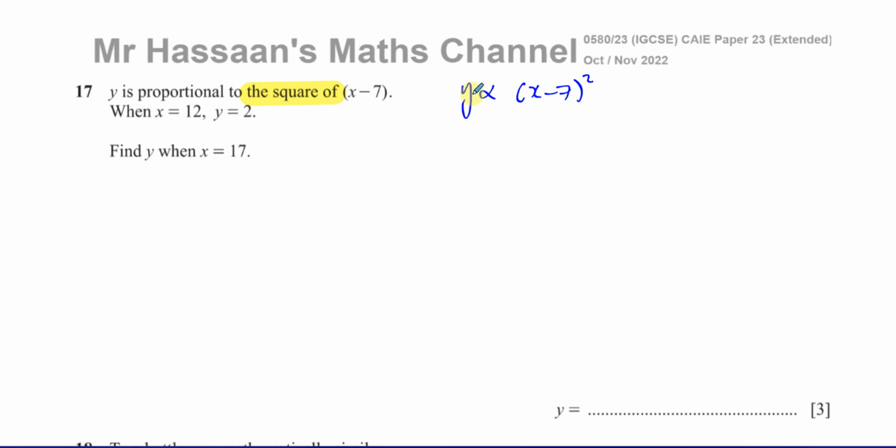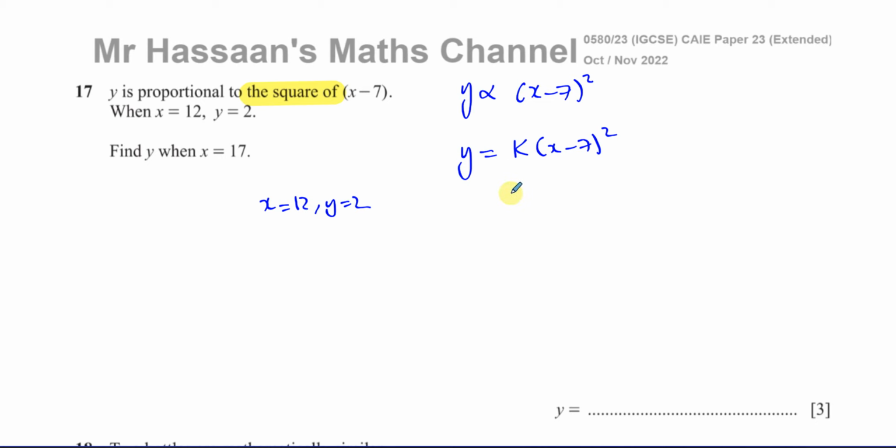When something is proportional to, if you don't see the word inverse here, it means directly proportional to, which means y is equal to some constant, which we'll call k, times x minus 7 squared. It says when x equals 12, y equals 2. So we have a pair of values we can use in order to find what k is. And then it says find y when x equals 17. Once we've found the value of k, that's a constant value, which will be true for every situation. Then we can just replace the x with 17 and find what y is when x is 17.